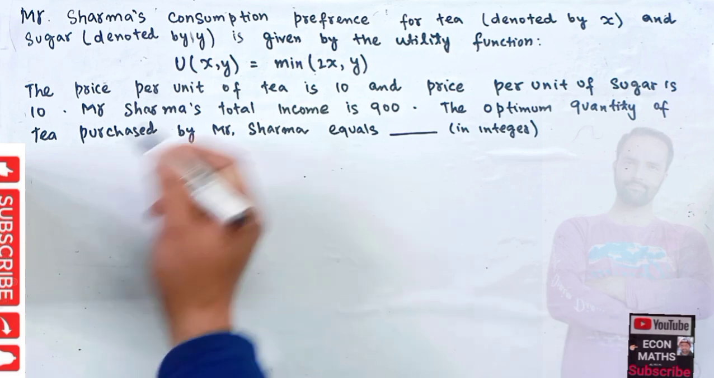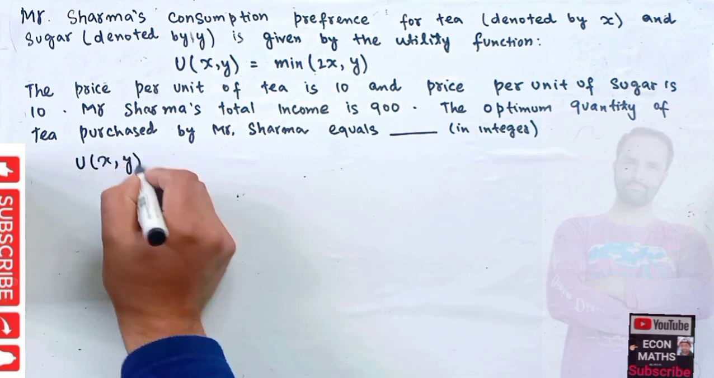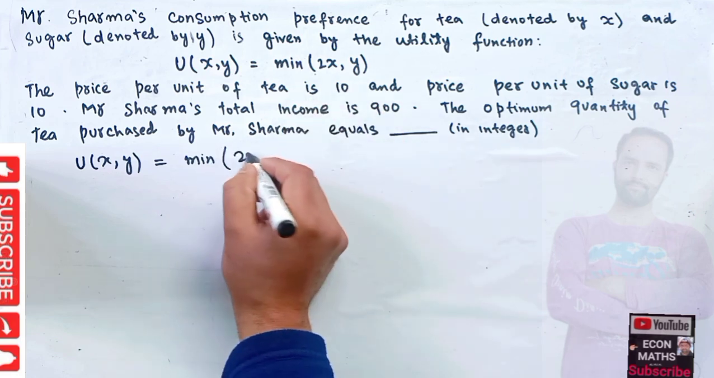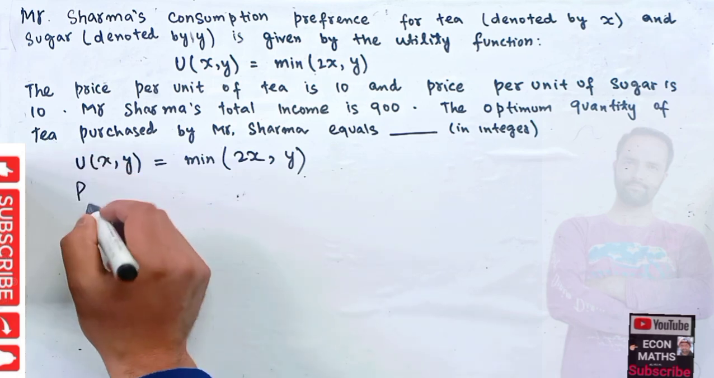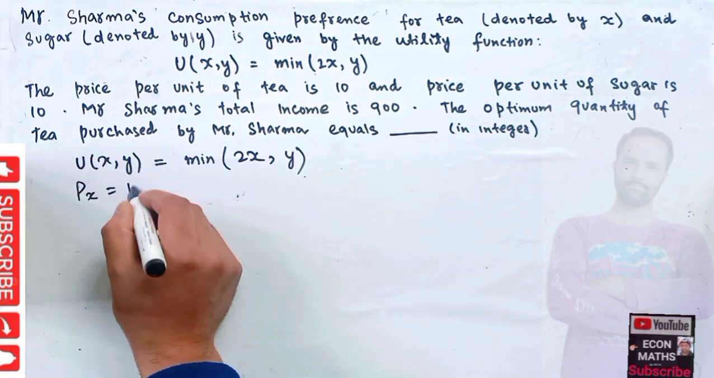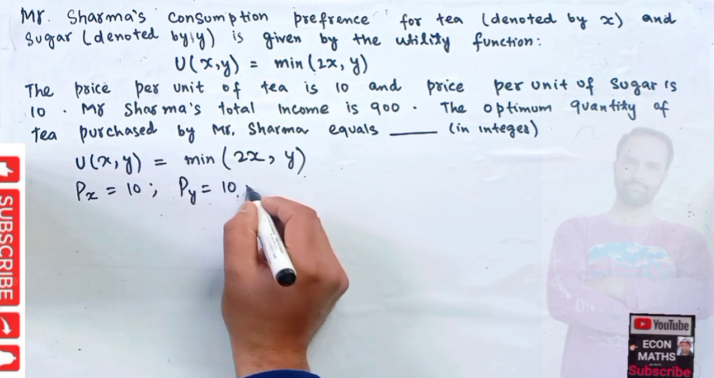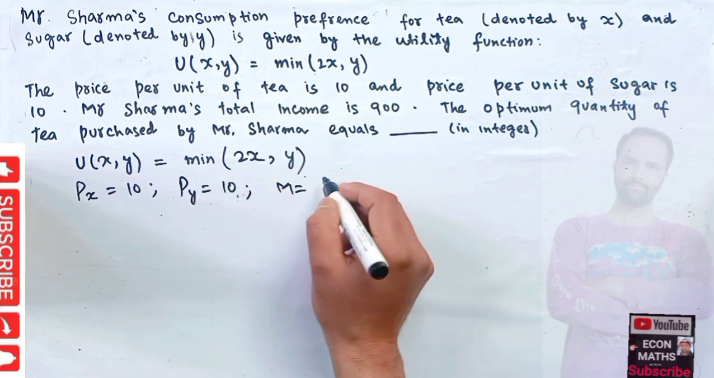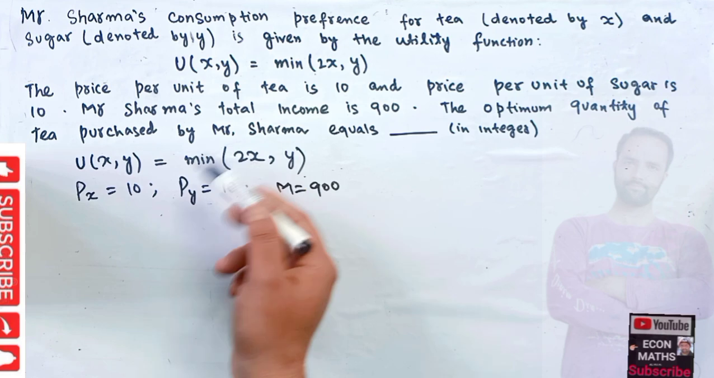Okay, so what we are being given here is a min function, that is U(x, y) is equal to minimum of 2x and y. Also, the price of tea is given as 10, the price of sugar is also 10, and Sharma's income is given as 900. We need to find the optimal quantity of tea he will be purchasing. So we have this min function.